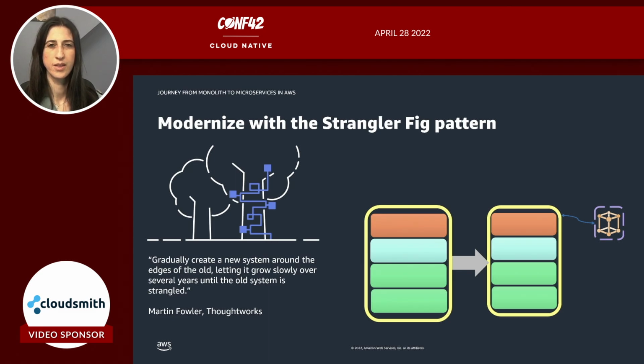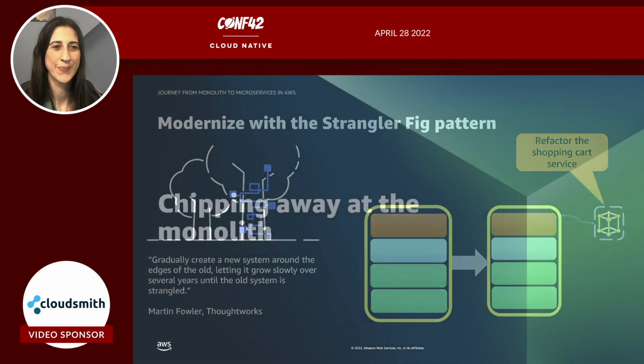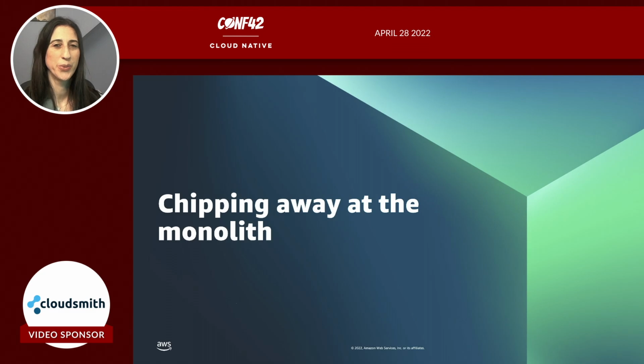How do we enable seamless switchover between the monolith and microservice? How do we make sure that the current customers, current consumers of our APIs won't break? So let's focus on this.